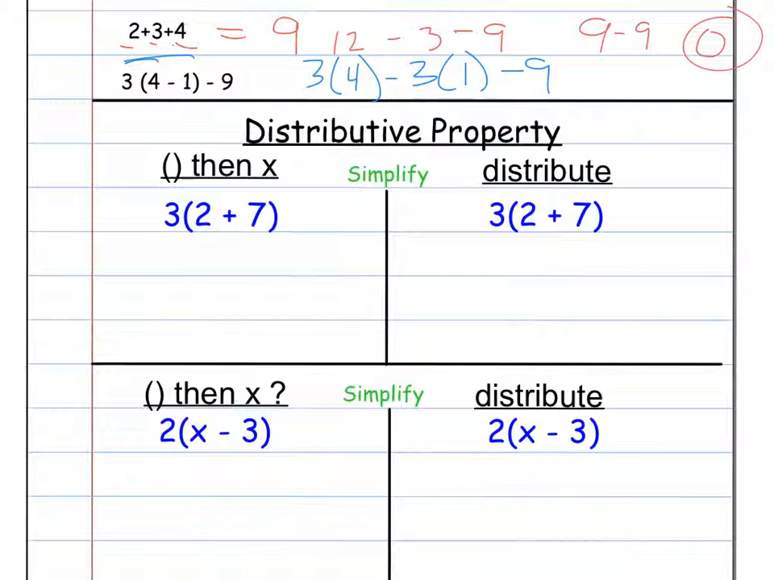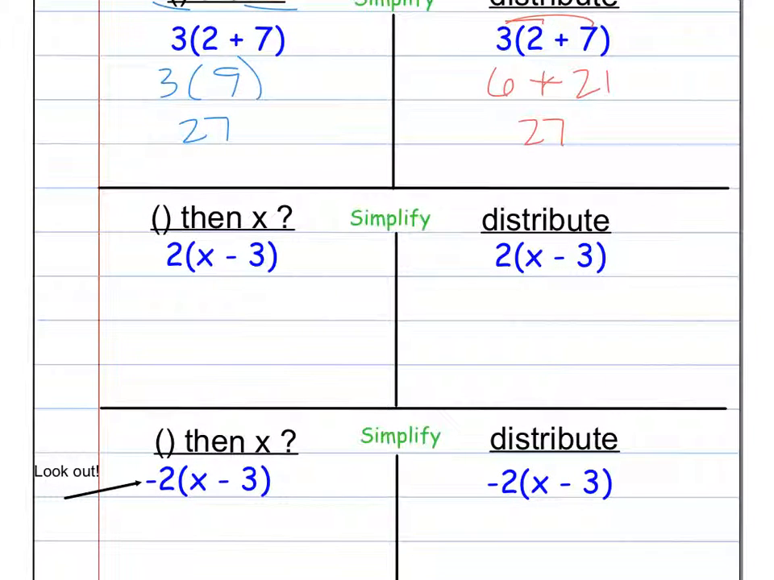So notice the reason distributive property works. So we just showed you this. If I did the parentheses then multiply, so then I would get 3 times 9, which is 27. But if I distribute first, I get 6 plus 21, which is still 27. So it will work. Notice now, I can't do what's in parentheses because these are not like terms. They can't be combined by adding and subtracting. So I have to use distributive property to simplify this.